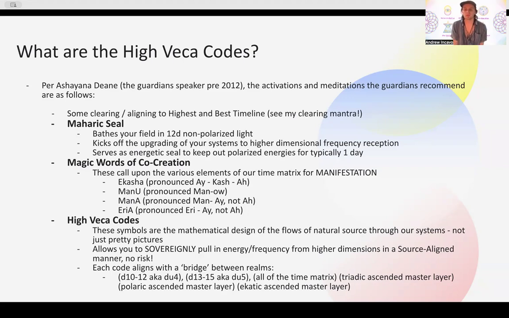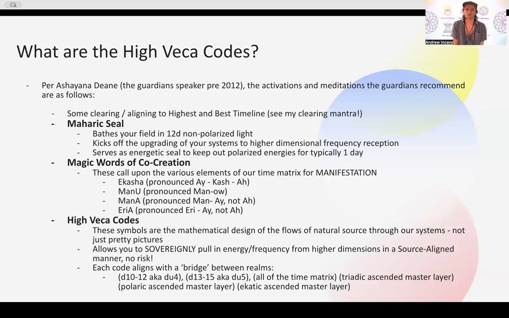These Hyveka codes, as well as the Maharic Seal and the Magic Words of Co-Creation, are all going to be from some of her workshops. That's what I'm going to be covering today. Notably, Dance for Life, Dance for Love, which is one workshop, and then also Science and Spirituality of Creation, and then also Kathara, I think 1 through 4. There are a couple different Kathara videos online as well.